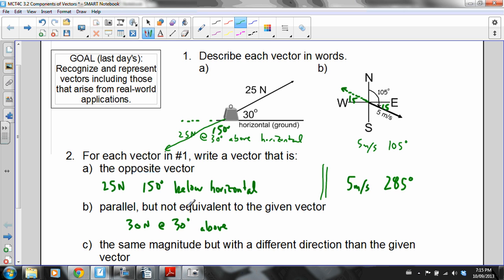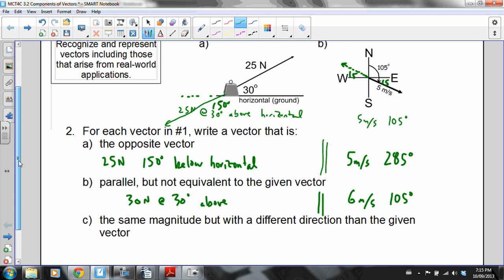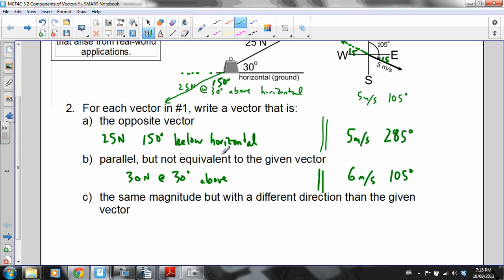Might have been some of your instinct to say the opposite here, and the opposite would work by the definition, but that's no fun. Maybe 6 meters per second at a bearing of 105. A little bit faster or a little bit slower, as long as the magnitude's not the same, would make it not equivalent.